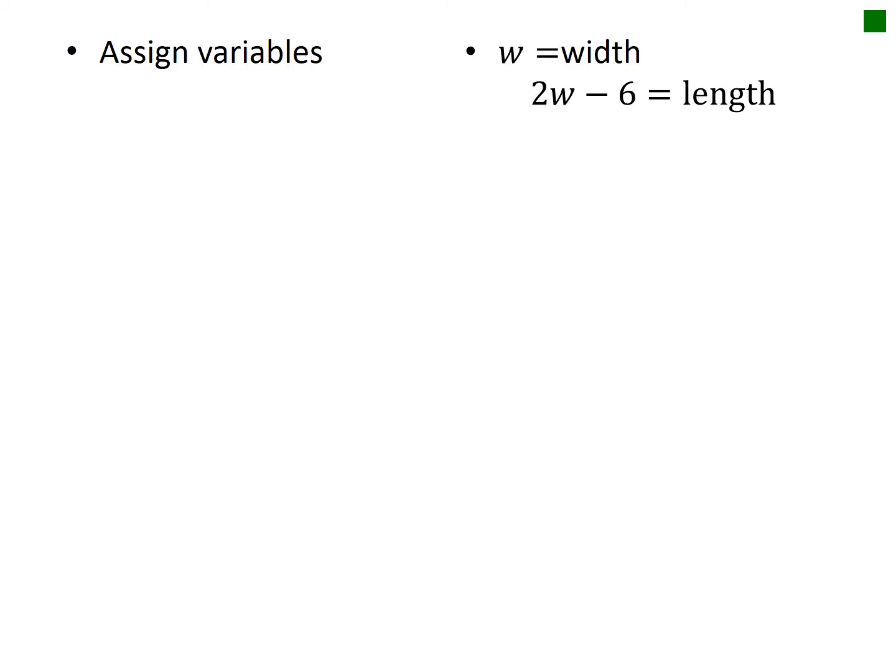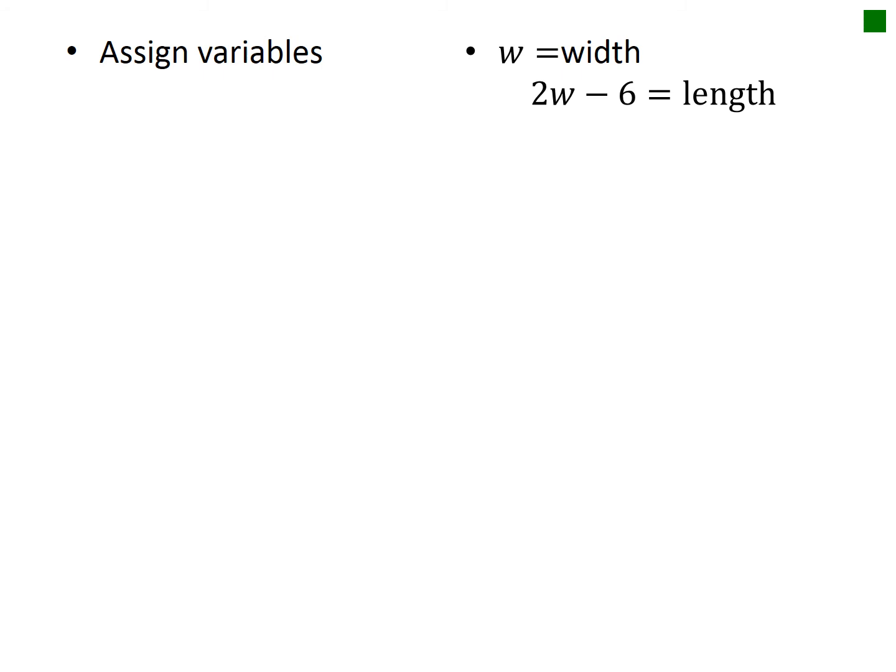Just like in the last problem, we're looking at the perimeter of a rectangle and the relationship between the length and the width. So when we go to assign the variables, in this problem we're told that the length is 6 feet less than twice the width. And so we can express our variables like this.